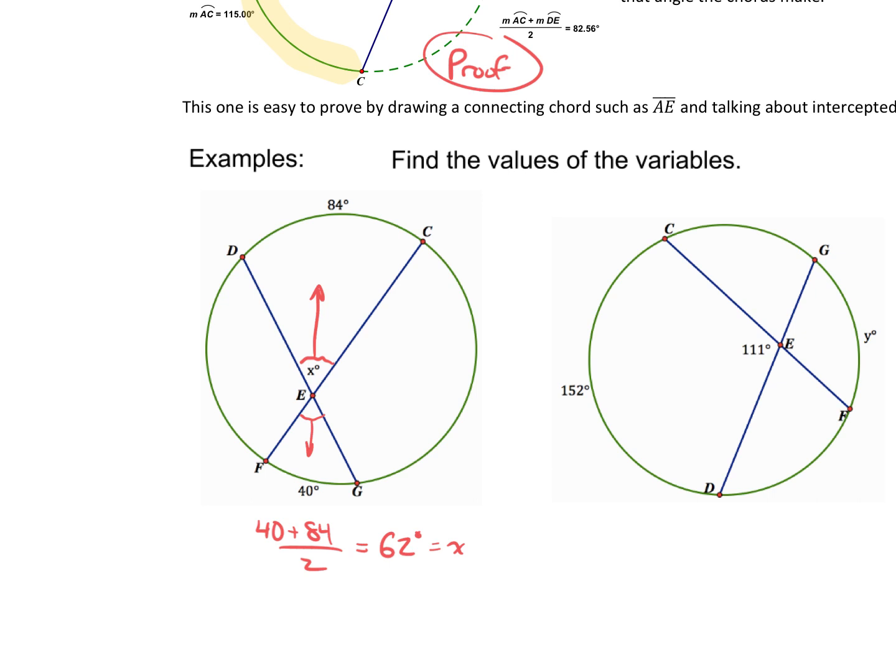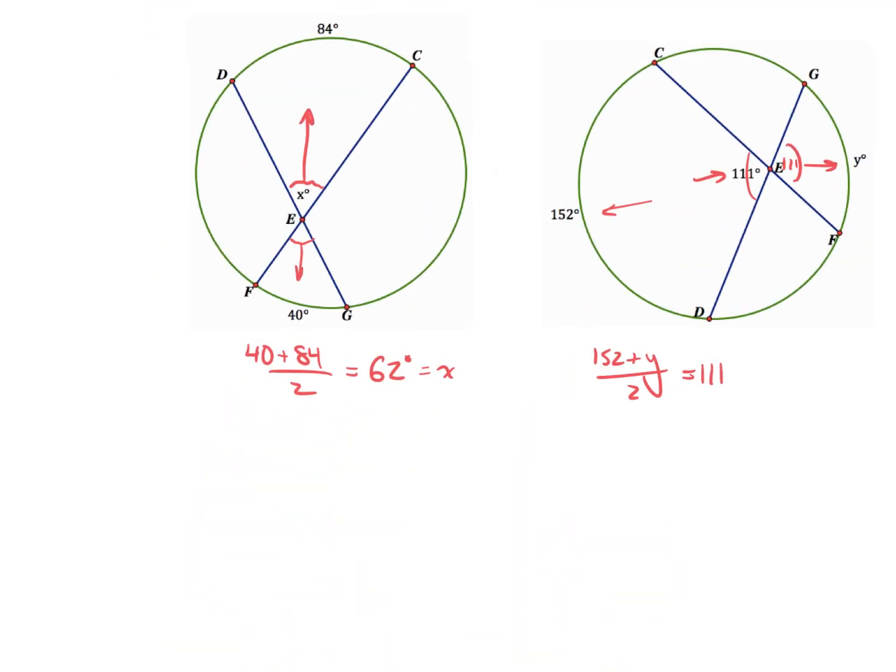The other way they might ask that is where they give you the angle. You're supposed to realize that's the same over here, and that 111 is the average of these two arcs. So 152 plus this arc y, divided by 2, is supposed to be 111. If I take 222 and subtract 152, that's a nice number. y is going to be 70.